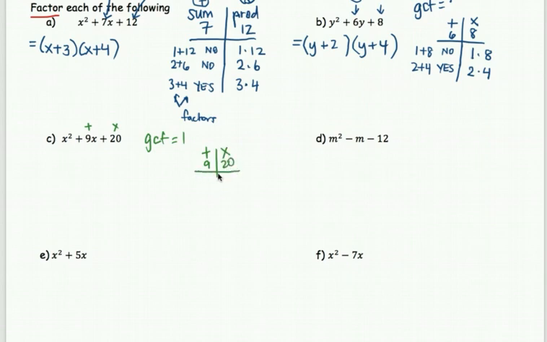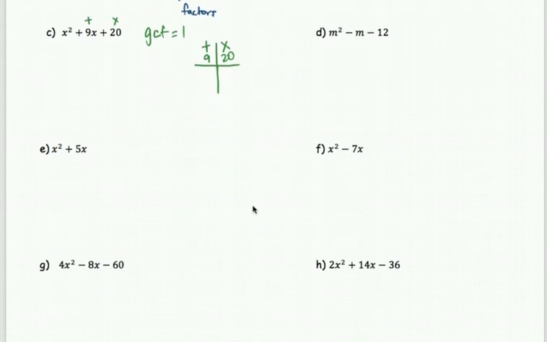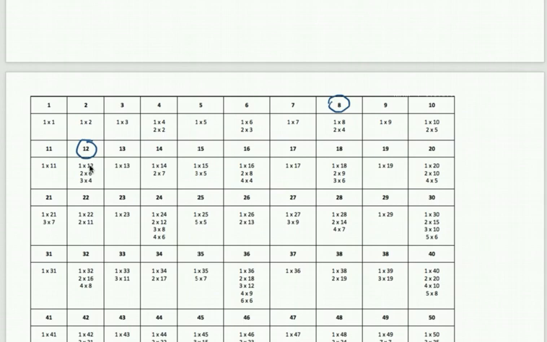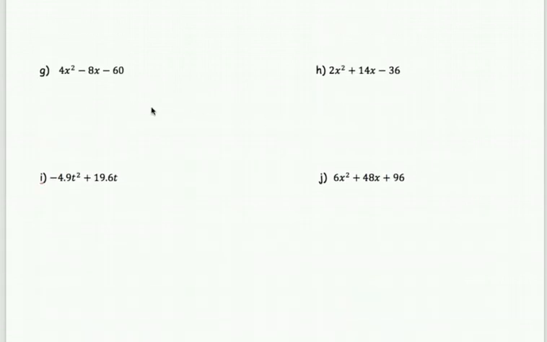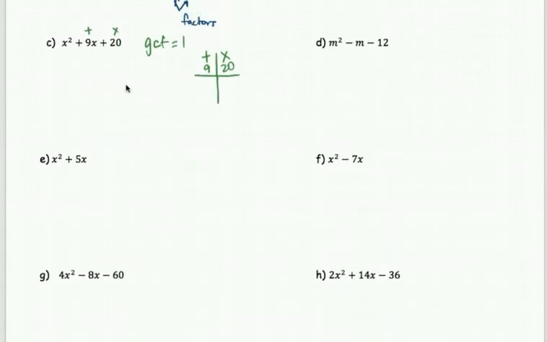If you think of the two numbers right away, good job, just go right to it. But if not, go to the factors table and look for 20. There's 20. These are all the factors that make 20. You could go through one by one, or look at the factors and see which one will work. I'm just going to go 1 times 20. If I add those, does that work? No. So let's try 2 and 10.